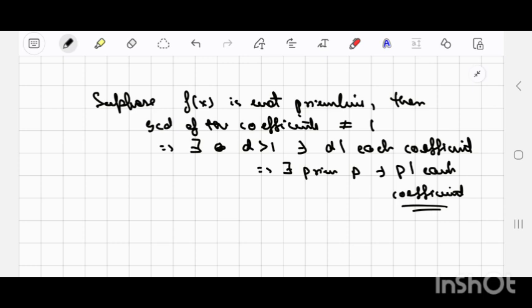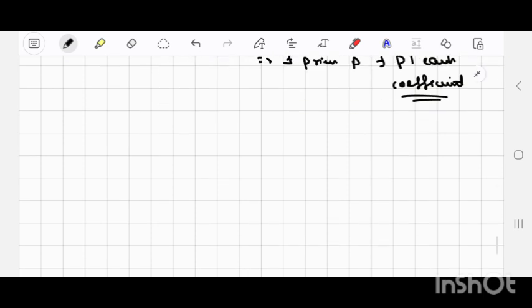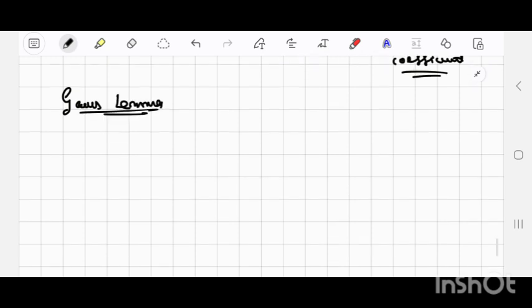Okay, is it clear? So whenever you have a polynomial which is not primitive, you will always get hold of some prime which divides each of these coefficients, and that is something we will be using now. And this is one of the most important theorems of this section, which is called the Gauss lemma. What it says is that the product of two primitive polynomials is always primitive.